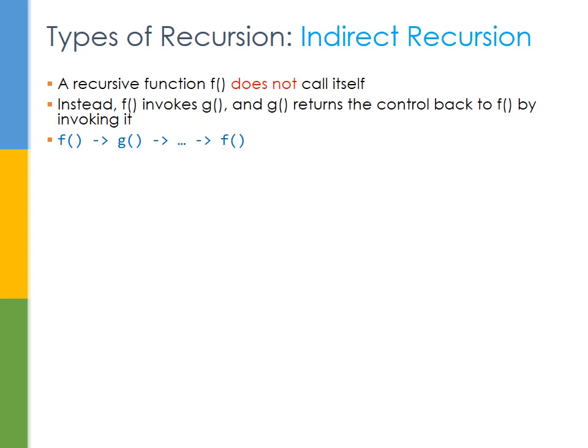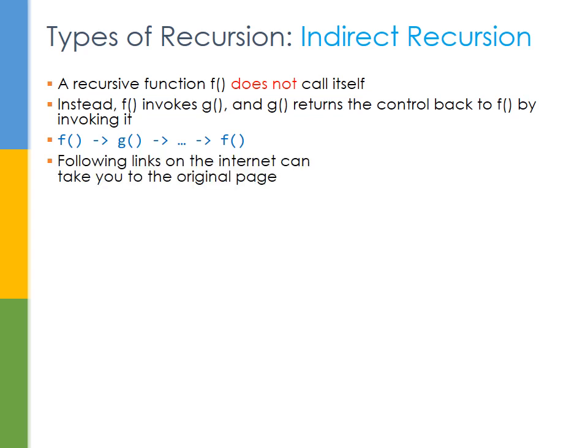So f will have then an if statement within it, and the if statement will then terminate the recursion with some kind of base case, which will then stop the series of calls being performed. Okay, so a real-world example of how indirect recursion might work is if we have the internet and we have a series of links on pages, and if you follow a series of links, then they may eventually return you to the original page.